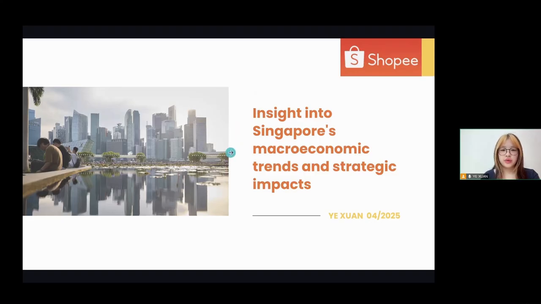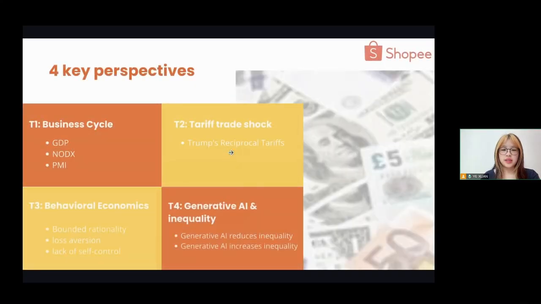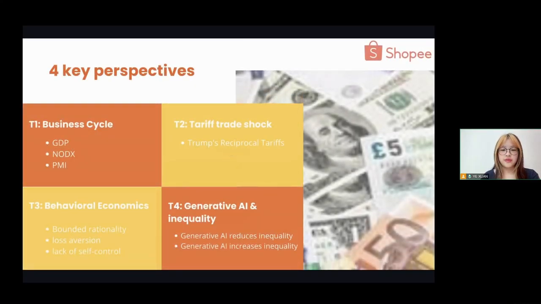Today's sharing will revolve around 4 parts, namely business cycle, trade tariffs, behavioral economics, and the impact of AI on labor market inequality. Now let's move on to theme 1.